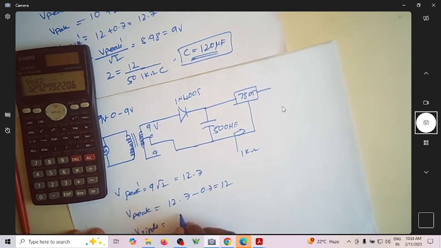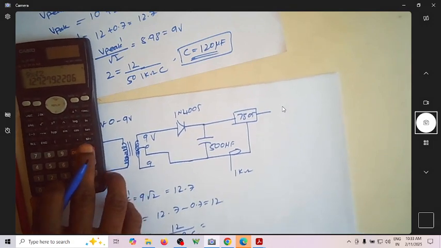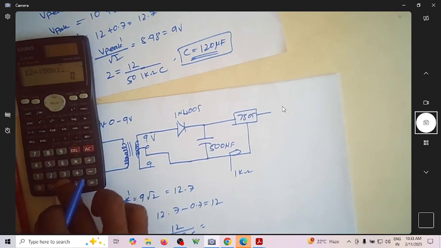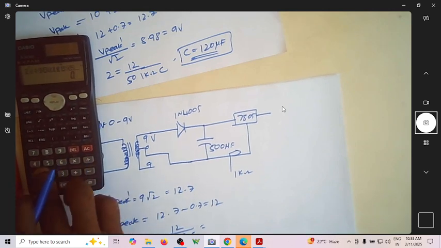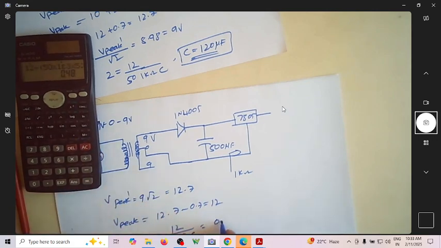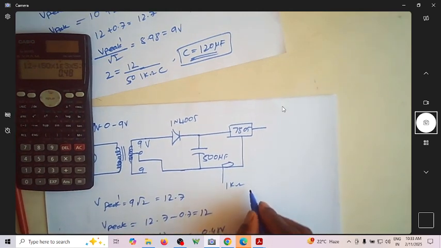For the ripple voltage, we know that it is V peak divided by F into R into C. Since I'm using a C of 500 microfarad, how much will this be? It is 12 divided by 50 into 1 exponential 3 into 500 exponential minus 6. You can see now the ripple voltage is hardly 0.48 volts. If it is hardly 480 millivolts, how does your waveform look like?